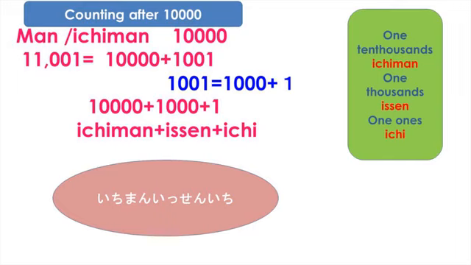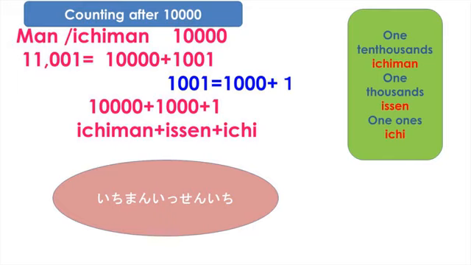So the number will be ichiman is sen ichi. Repeat after me. Ichiman is sen ichi. So in higher numbers we can use is sen instead of sen. So here I have used is sen. Ichiman is sen ichi.